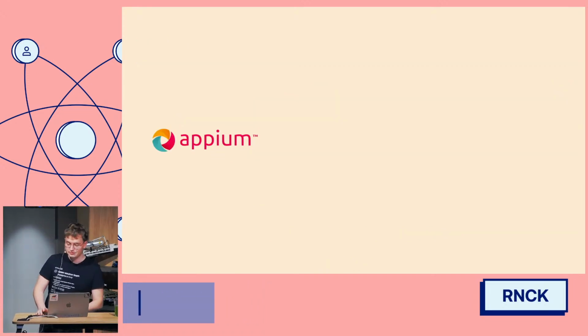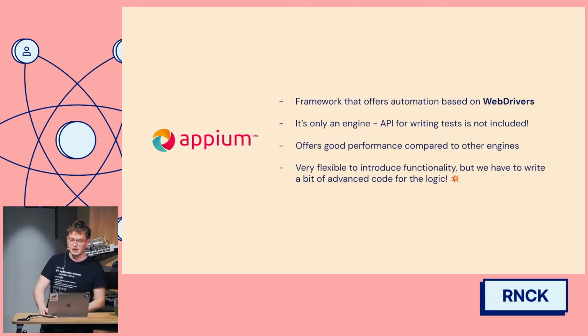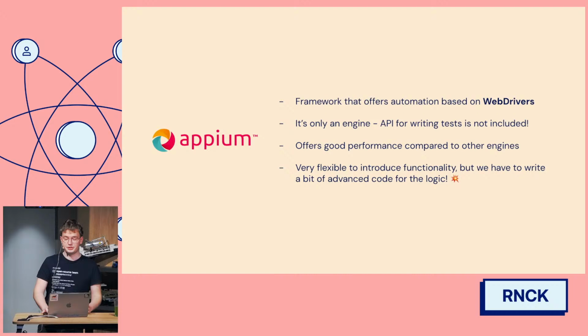Let's start with Appium. It is a framework that offers automation based on WebDrivers. It's only an engine, so we don't basically write the test strictly in Appium. We are using the Jest library for writing the test, or some other libraries that integrate with WebDrivers. It offers good performance compared to other engines, and Appium is very flexible to introduce functionality. But we have to write a bit of advanced code for the logic. It may be the downside or the advantage for you, depending on your use case.